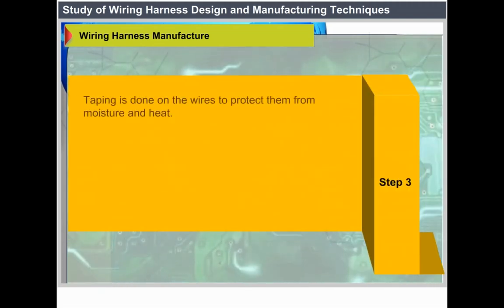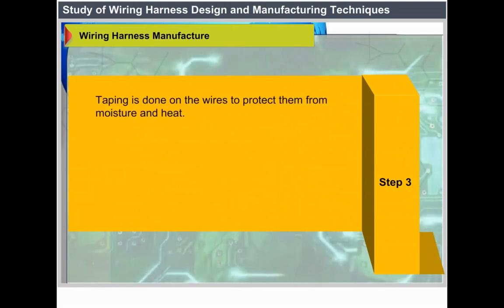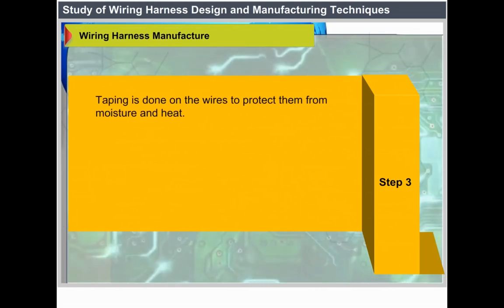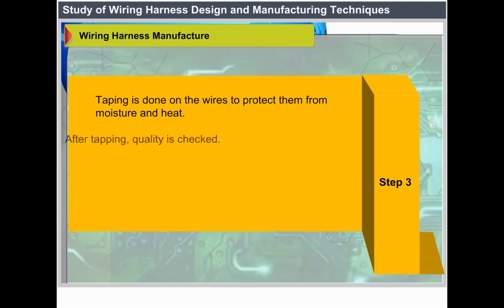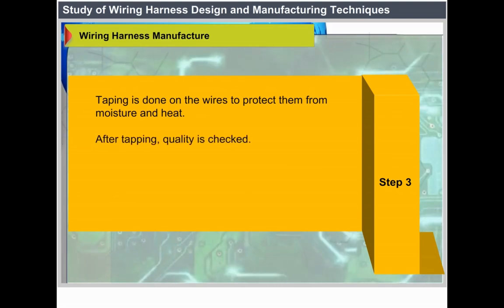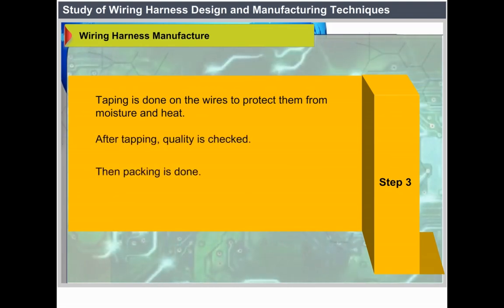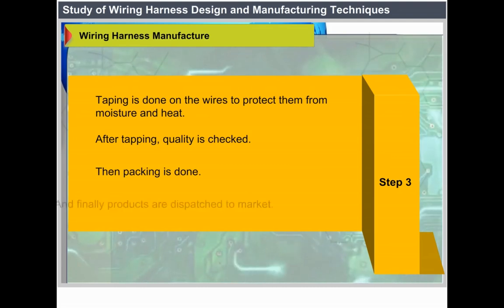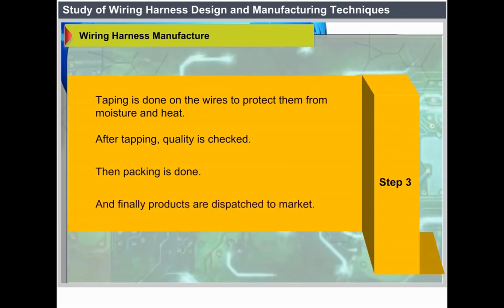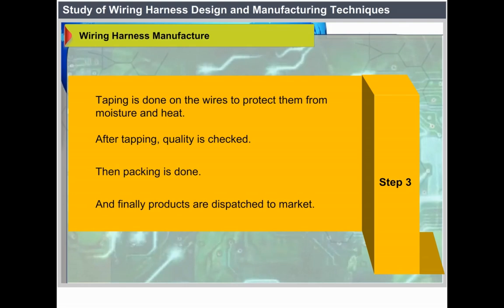Step 3. Taping is done on the wires to protect them from moisture and heat. After taping, quality is checked. Then packing is done. Finally, products are dispatched to the market.